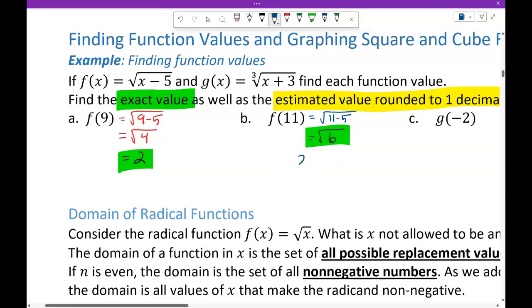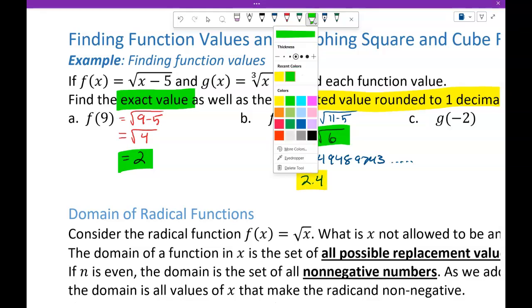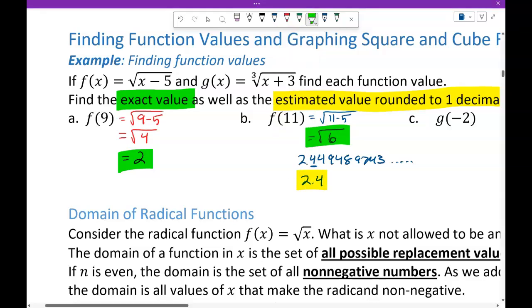But then we can go ahead and take the square root of 6 by plugging that into our calculator. And when we evaluate it on our calculator, we get 2.494489743, something. And so what we want to do is round it to one decimal place, so we'll cut it off short at 2.4, and that is the rounded value for our solution. So you need to pay attention to any rounding directions that might be present in the problem.